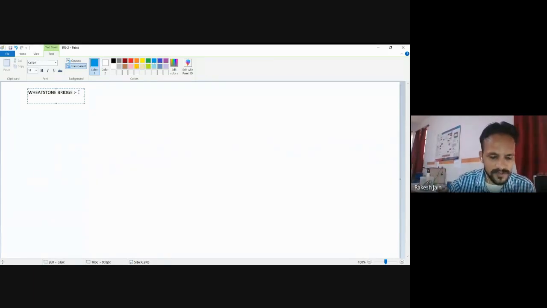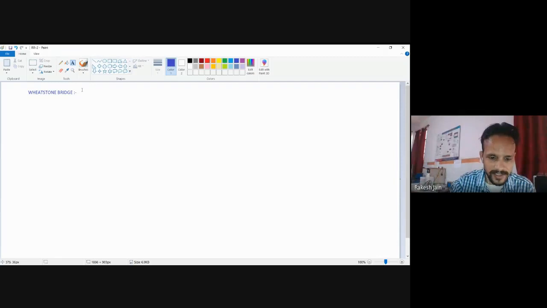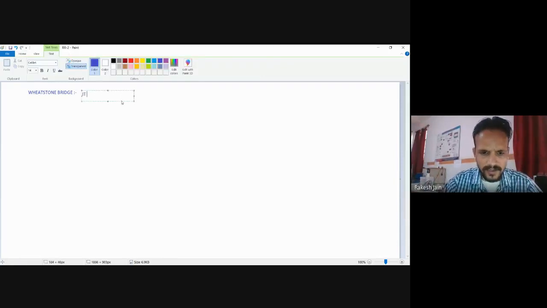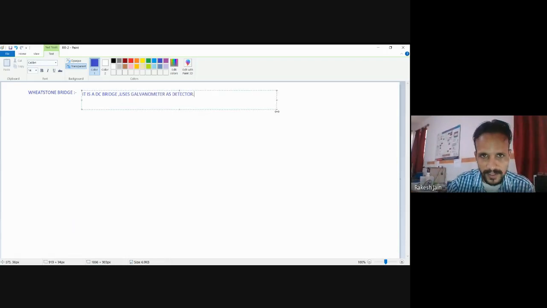Our first bridge, which we start, is the Wheatstone bridge. Till now, what you know about the Wheatstone bridge is that it is a DC bridge which uses a galvanometer as a detector.